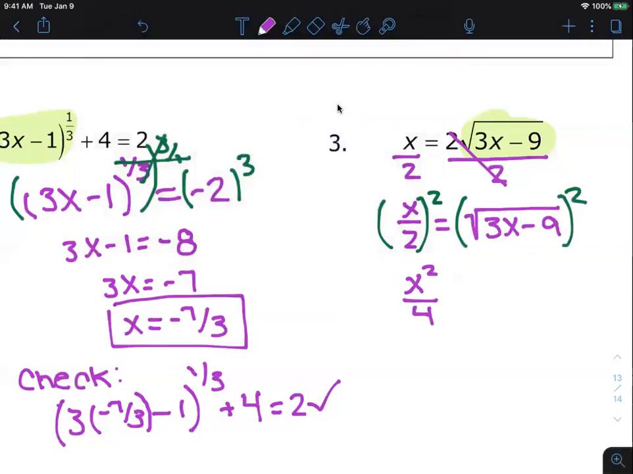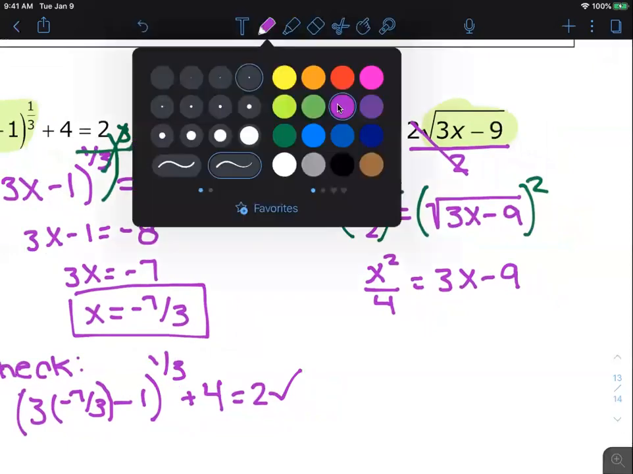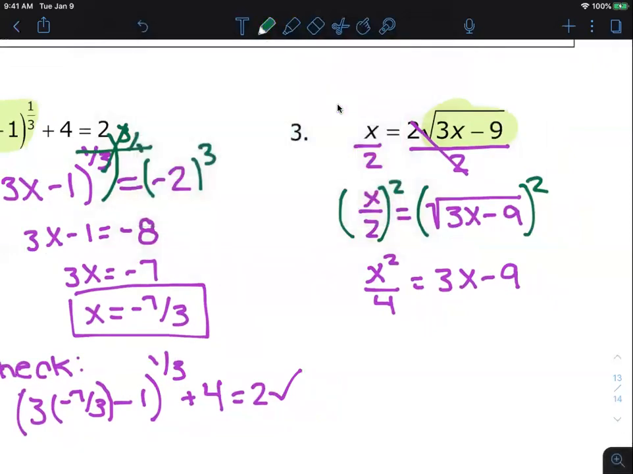So you get x squared over 4. And on the other side, we're left with just 3x minus 9. Now, we talked about this before, how to get rid of a fraction in the denominator. You multiply by the LCD, the least common denominator, and the only LCD here is 4. So you're going to multiply everything by 4.